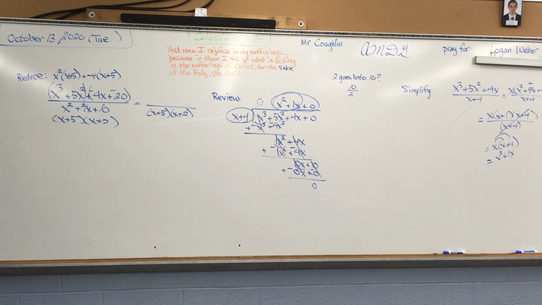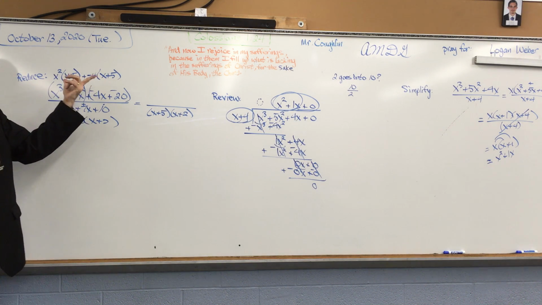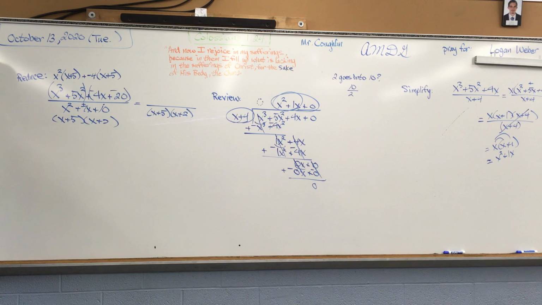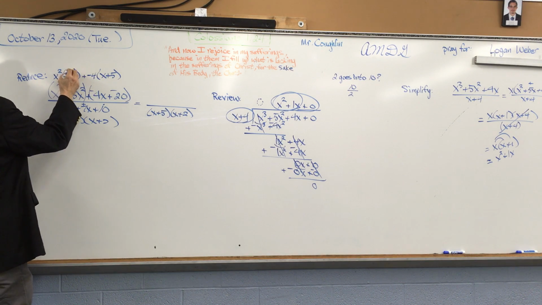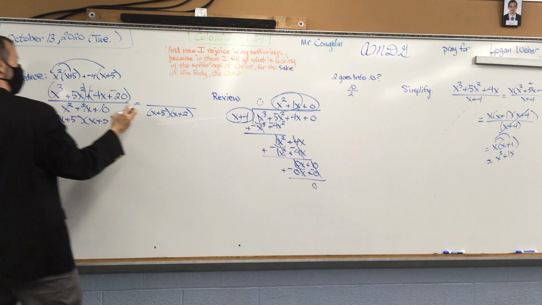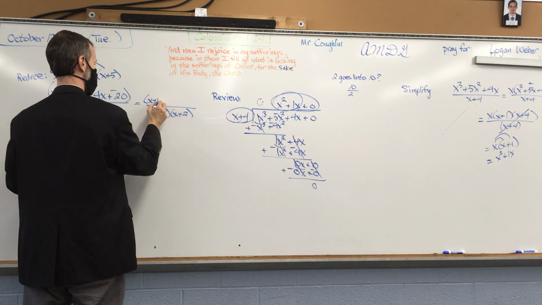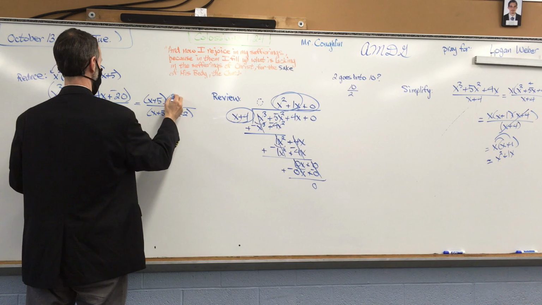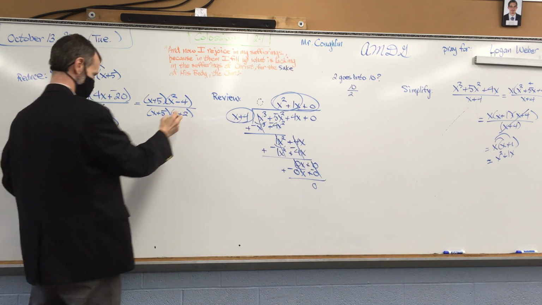Question, is factoring by grouping going to work here? Tell me why you're saying yes. Parentheses are the same. That's a common factor. Pull it out in front. We now have, in front is x plus 5, and behind is x squared minus 4.